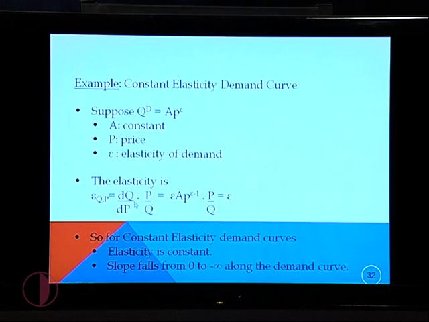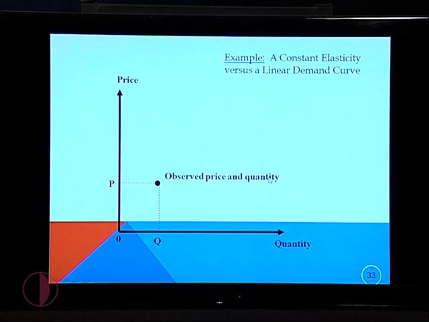Then we may put the equation this way. You see the price and the constant elasticity of demand, which is 0 and minus infinity along the demand curve. Observe price and quantity when we are putting in this curve. You are observing constant elasticity and linear elasticity. This is linear, this is linear, this is constant elasticity.